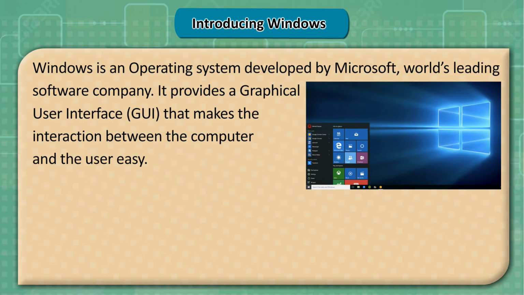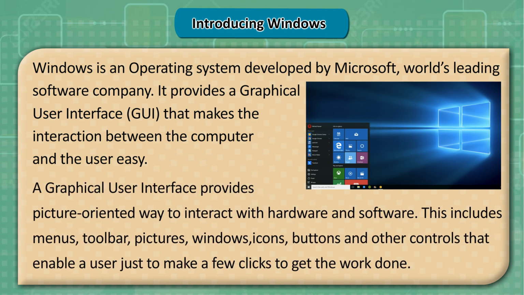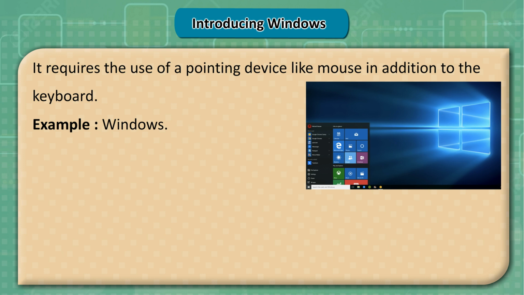efficiently. Introducing Windows. Windows is an operating system developed by Microsoft, the world's leading software company. It provides a graphical user interface (GUI) that makes the interaction between the computer and the user easy. A graphical user interface provides a picture-oriented way to interact with hardware and software. This includes menus, toolbars, pictures, windows, icons, buttons and other controls that enable a user to make just a few clicks to get the work done. It requires the use of a pointing device like a mouse in addition to the keyboard.